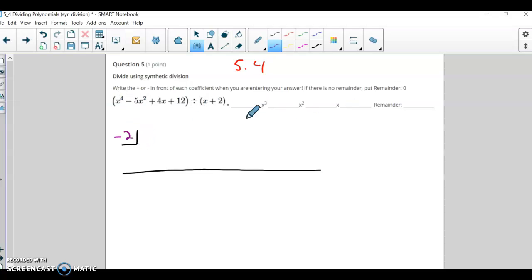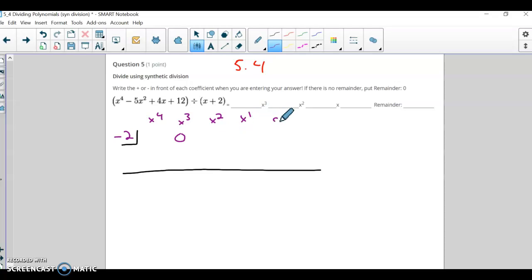And then I'm going to list my coefficients along the top. The tricky part about this one is we are missing an x cubed. So you have to go in order. I have an x to the 4th and an x squared, but in my setup, I'm going to have a 0 because I don't have any x cubed.